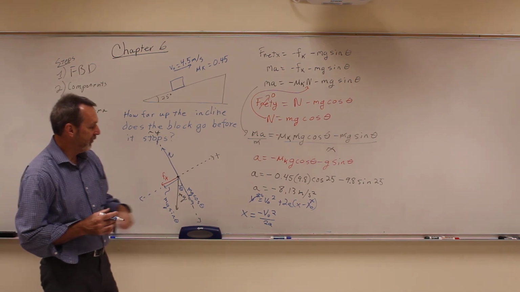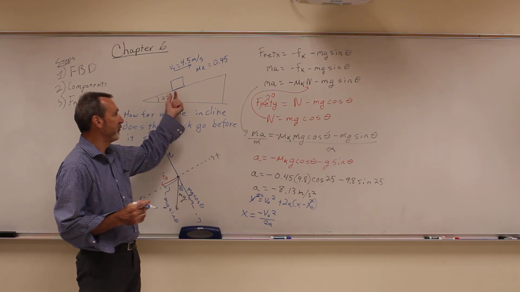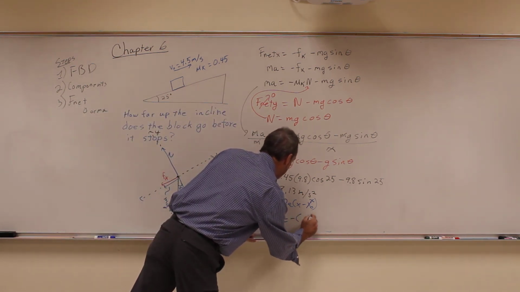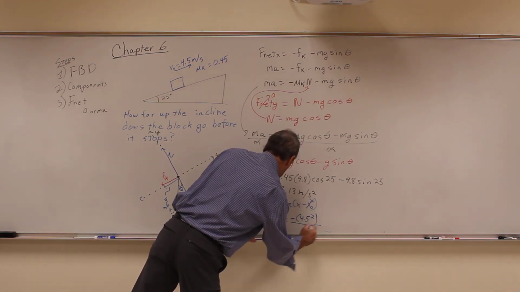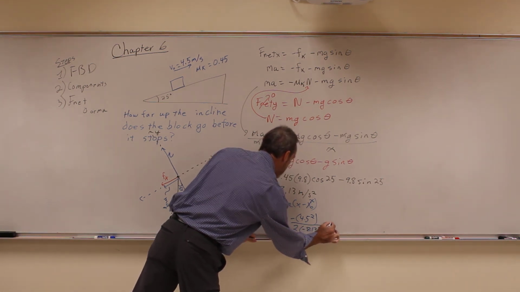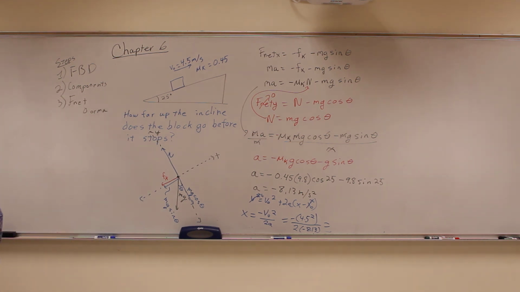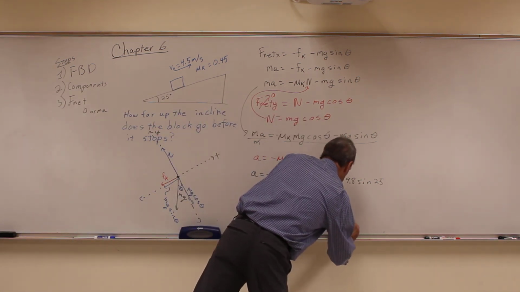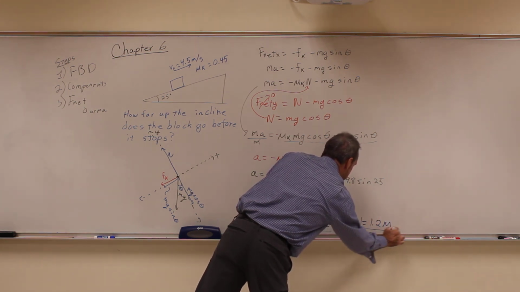Don't worry about the negative because remember a is negative. So the negatives are going to end up canceling, giving us a positive value, which is what we want because x is going up. All right, so we're going to have minus, our initial velocity was 4.5 squared over 2 times negative 8.13. We get that the block goes up a distance of 1.24 meters. Or we only have 2 sig figs, so 1.2 meters.